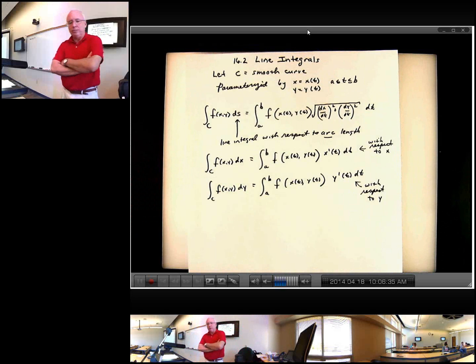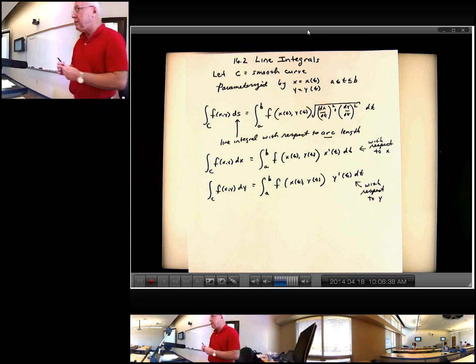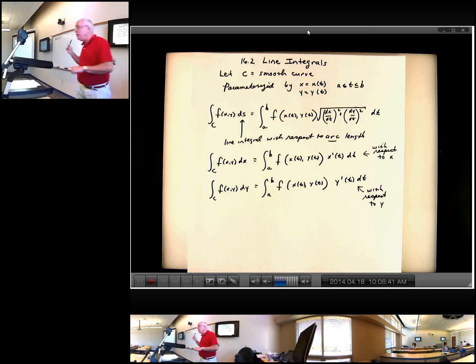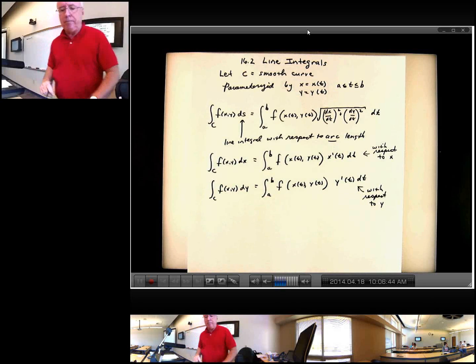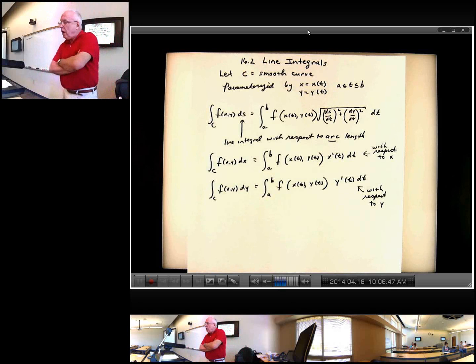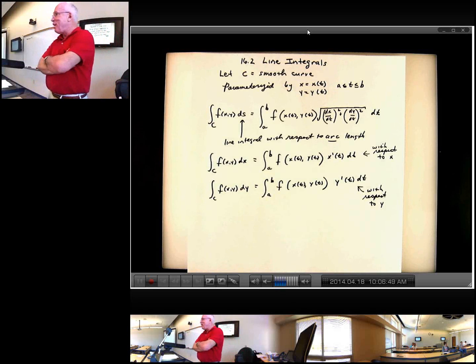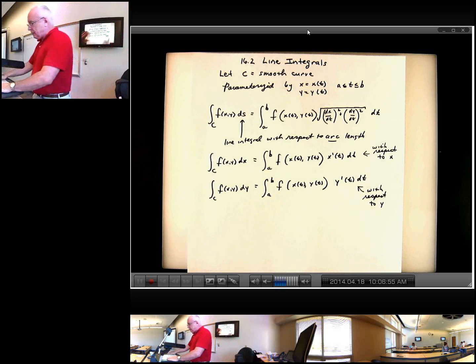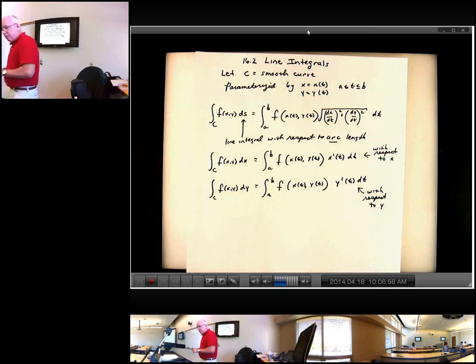So, we're continuing on with section 16.2, talking about line integrals. Oh, by the way, if you have the homework, please turn it in before you leave. There's, of course, brand new homework right there for you. I've just put in the basic formulas that we've developed so far.